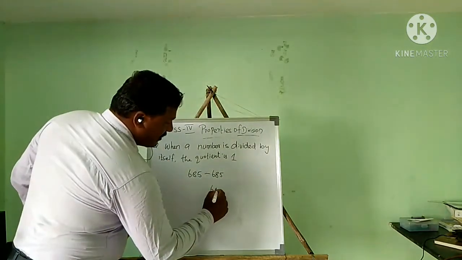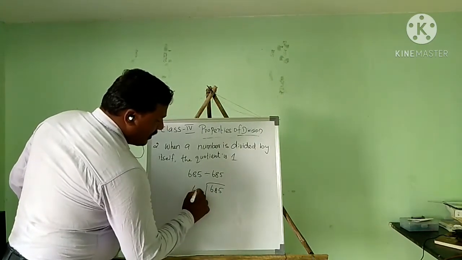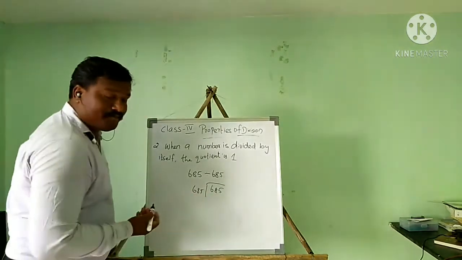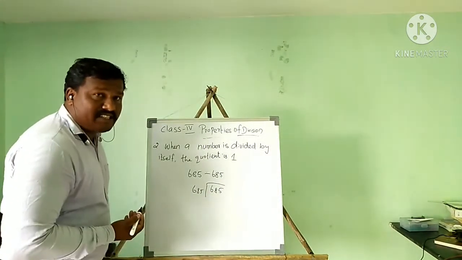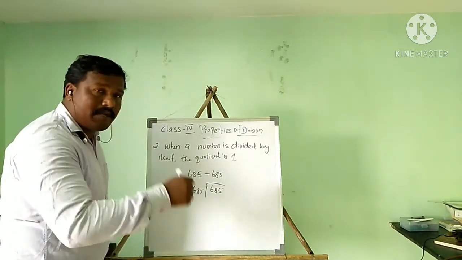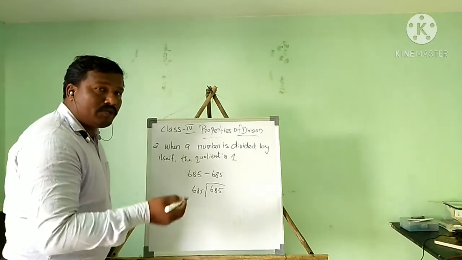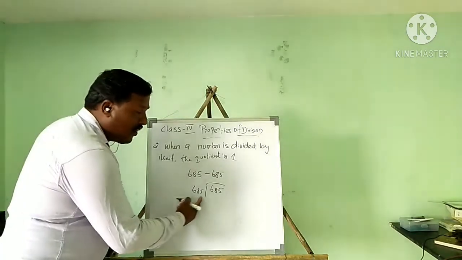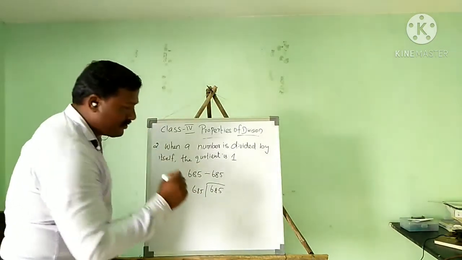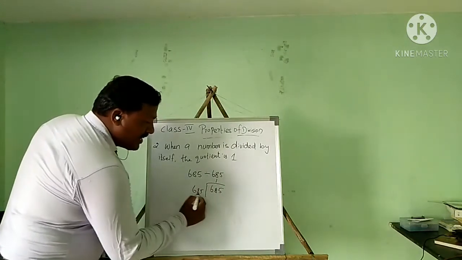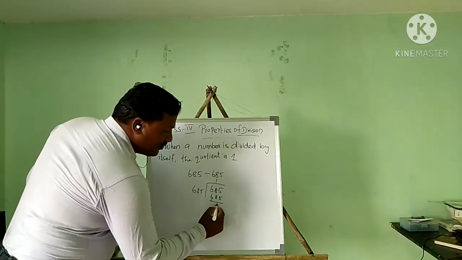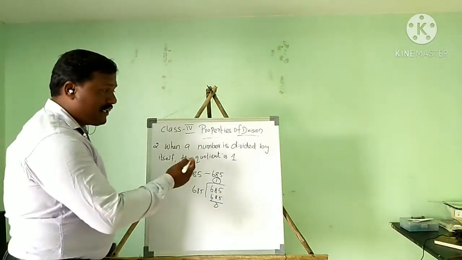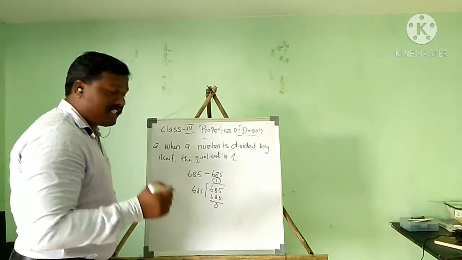How? 685 is the divisor, and the same 685 is the dividend. Now we want to find out how many 685s are there in this dividend. Only 1. One 685 is equal to 685. The remainder is 0, and the quotient is 1. So when you divide by the number itself, the quotient is 1.